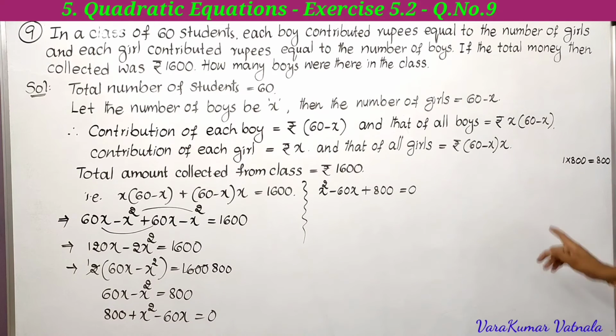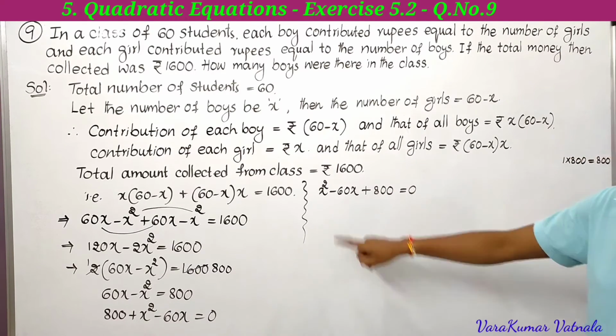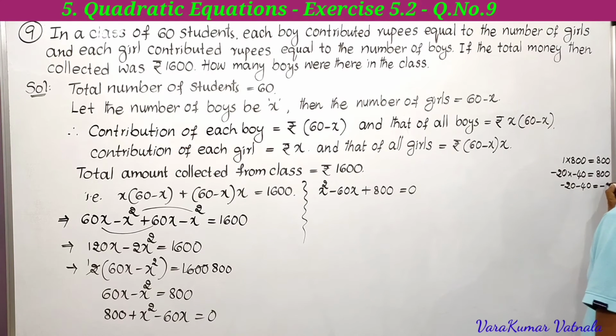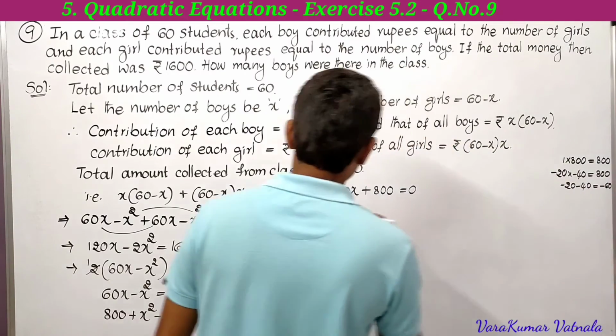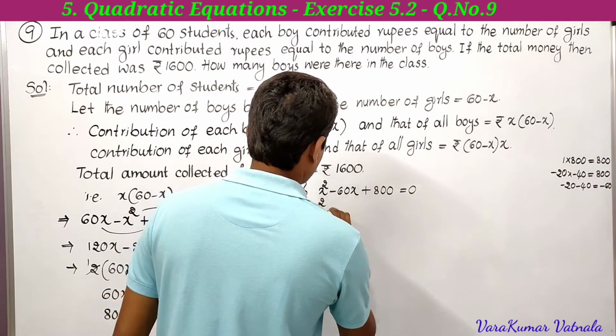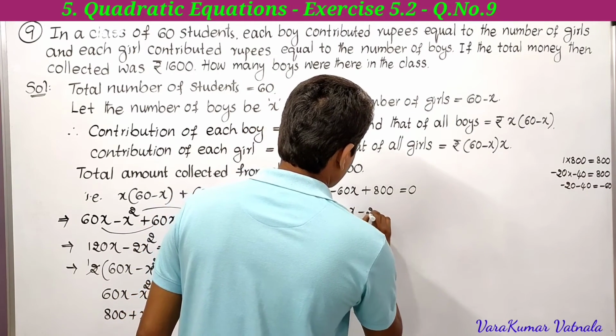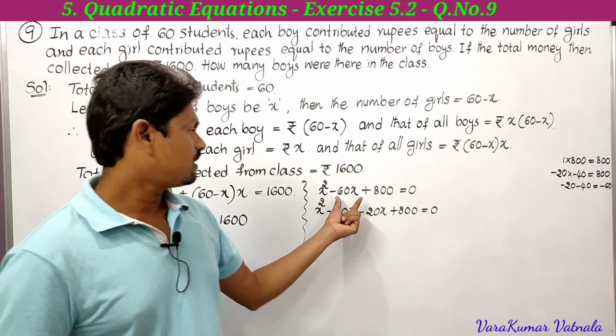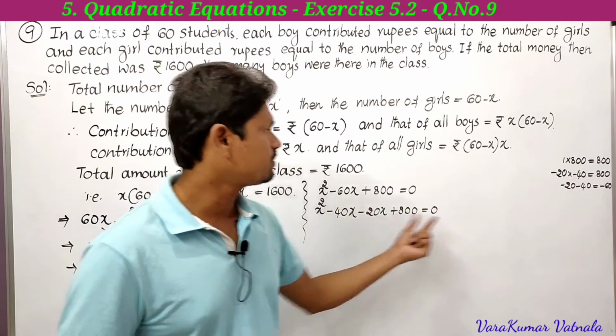Now we have to select two factors of 800. The condition is that their product should be plus 800 and their sum should be minus 60. Suppose I select minus 20 into minus 40. Minus 20 into minus 40 is plus 800, and minus 20 minus 40 is equal to minus 60. So these two are the required factors. Write x square as usual, but this minus 60x can be written as minus 40x minus 20x plus 800 is equal to 0. I have just split this minus 60x as minus 40x minus 20x.